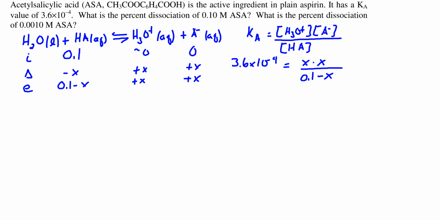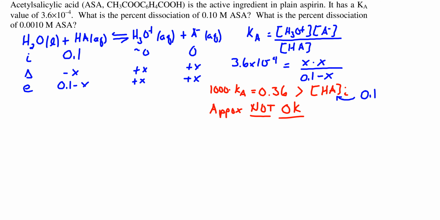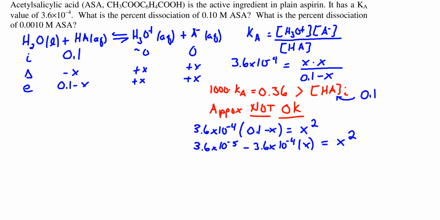And we see in order to solve for x, we're going to have to solve the quadratic equation unless we can make the simplifying approximation. So let's test. Alright, so we've multiplied 1000 times Ka, and we find that this product is greater than the initial concentration of our acid, which is 0.1 here. So our approximation is not okay. We're going to have to solve this using the quadratic equation.